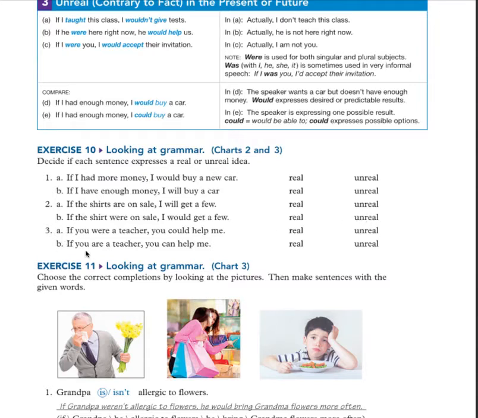3A. If you were a teacher, you could help me. Look at the verb in the if clause. Were, simple past. Could help. It says, okay, could, and the simple form of the verb. You say, this is unreal in the present future. If you are a teacher, you can help me. Are is in the simple present. Can help. So okay, this is in the present tense. So this is real. Okay?